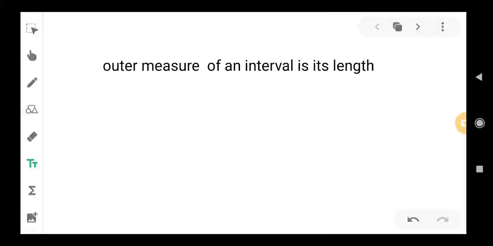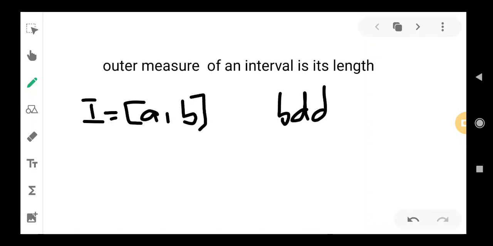Hello everyone. Today we will discuss how to prove the outer measure of an interval is its length. The proof has three cases. In the first case we take I equal to the closed interval AB. In the second case we take I to be bounded. In the third case we take I to be unbounded.